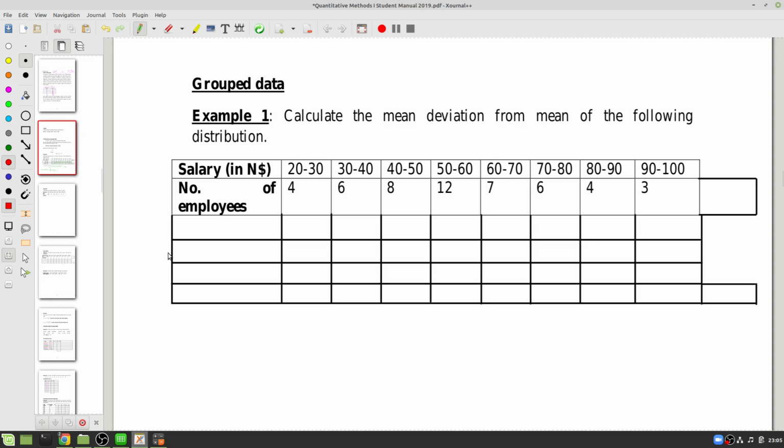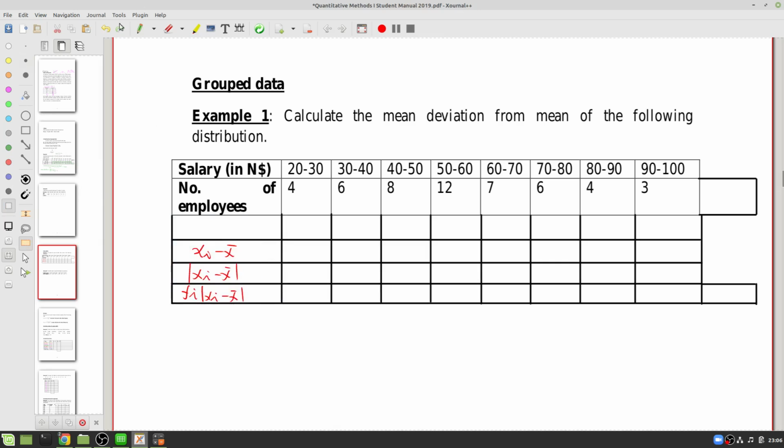Let's do this one in red. Okay, so we're going to do the same thing. We have to find our xi minus x bar, the absolute value of that. And then we're going to say the frequency, fi, times the absolute value of xi minus x bar. All right. And actually, I'm going to move all of this down. We need something else as well.